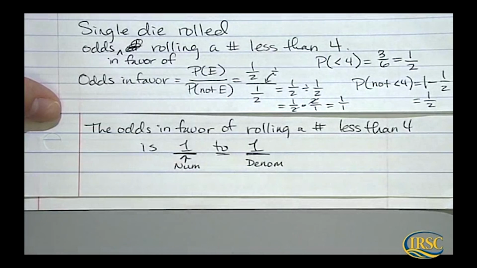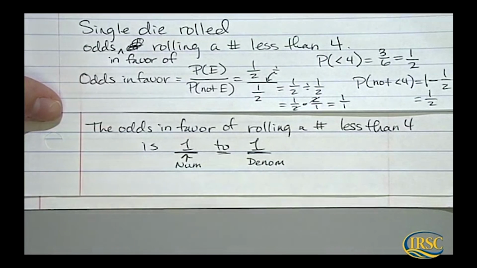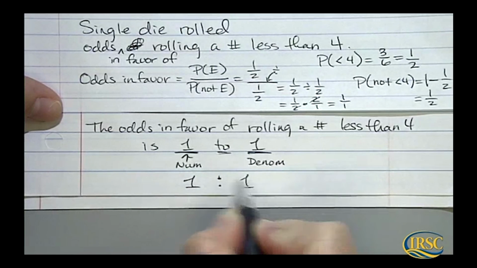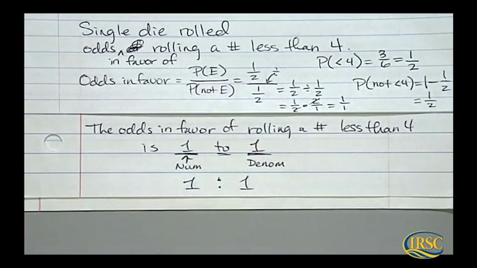The other way that they might ask you to write it is with a colon in between. And you'd say 1 colon 1. Same order of your numbers, but the colon means the word "to." So 1 to 1. Meaning for every number less than 4 that you roll, you can also roll a number 4 or greater. It's 1 to 1. Again, for every 1, 2, or 3 you can roll, you could also roll a 4, 5, or 6.